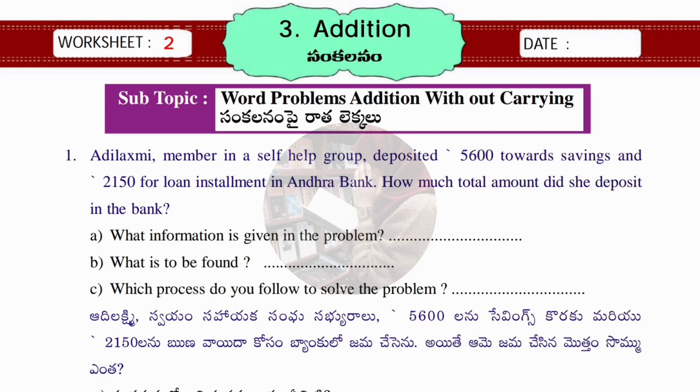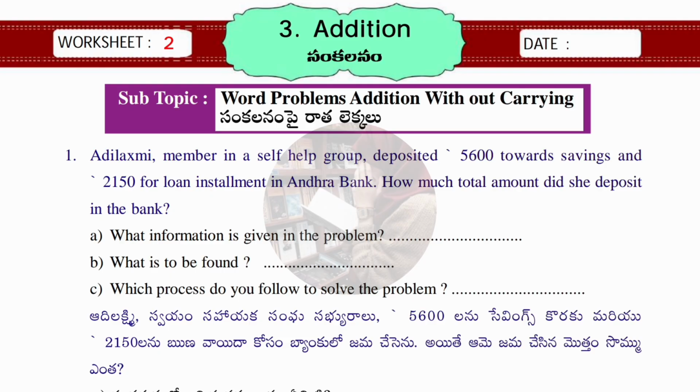Okay, so Adi Lakshmi, who is a lady, she deposited 5,600 savings and 2,115 loan installment in Andhra Bank. Now we have to tell how much the total amount did she deposit in the bank.